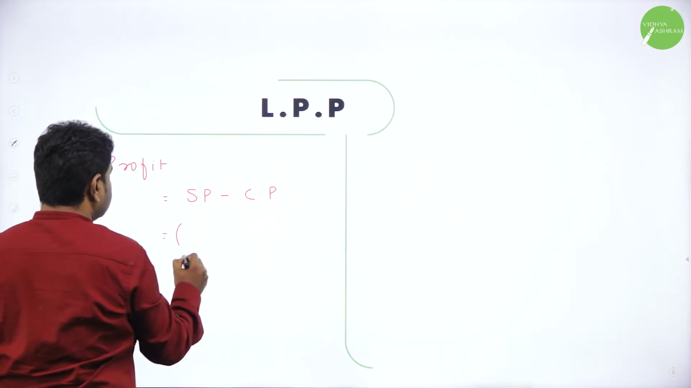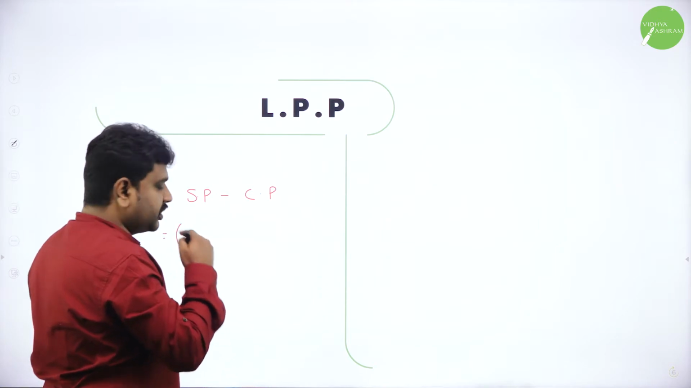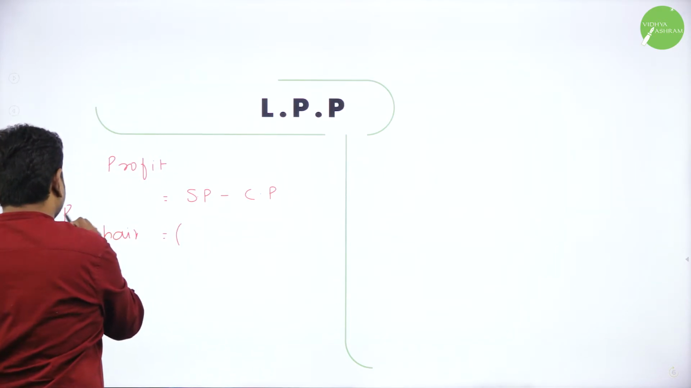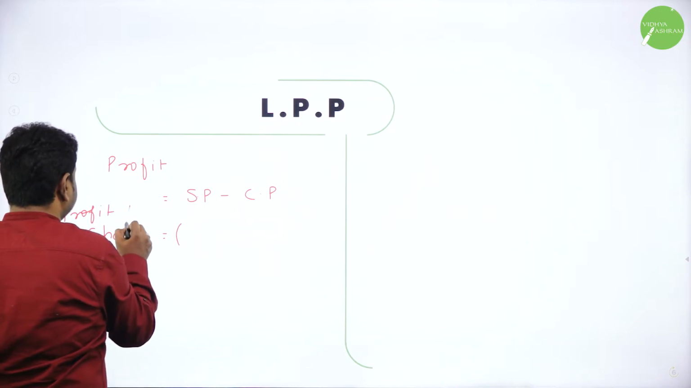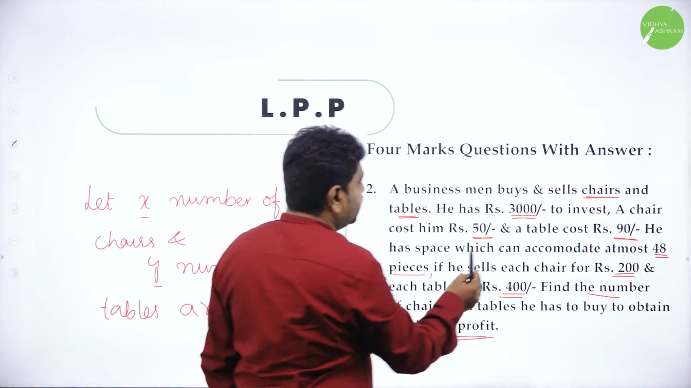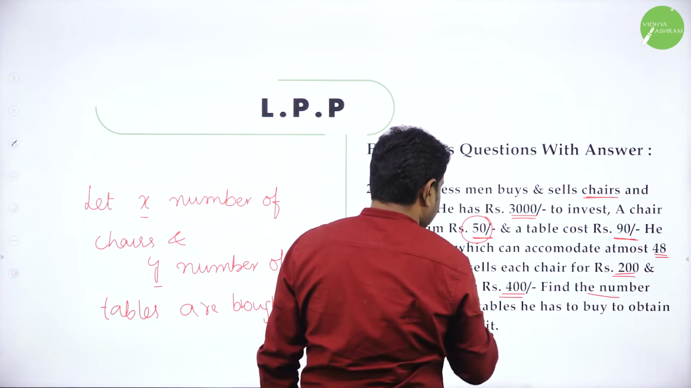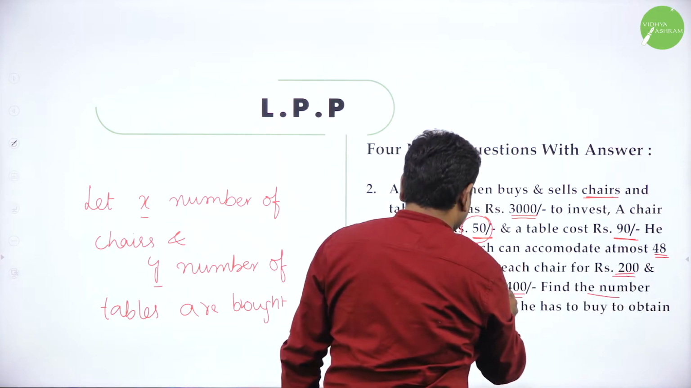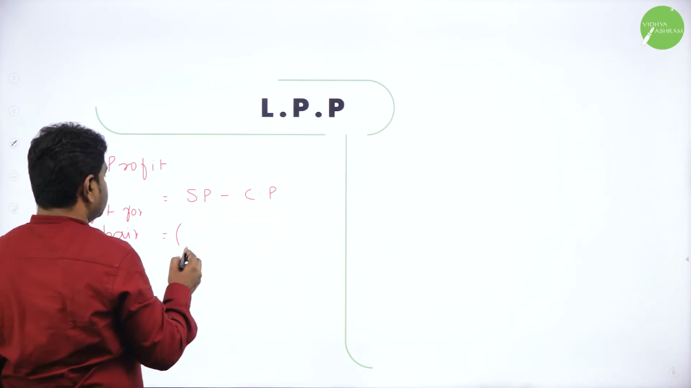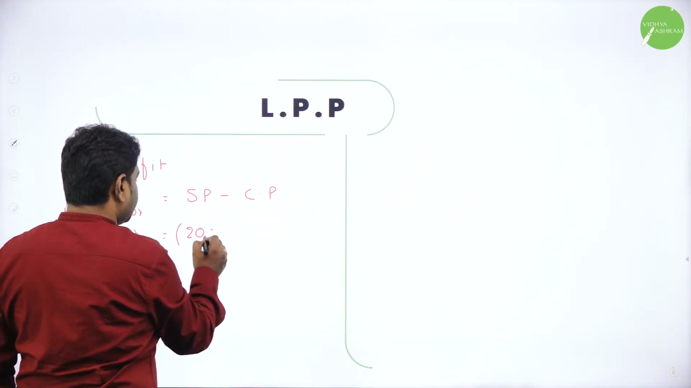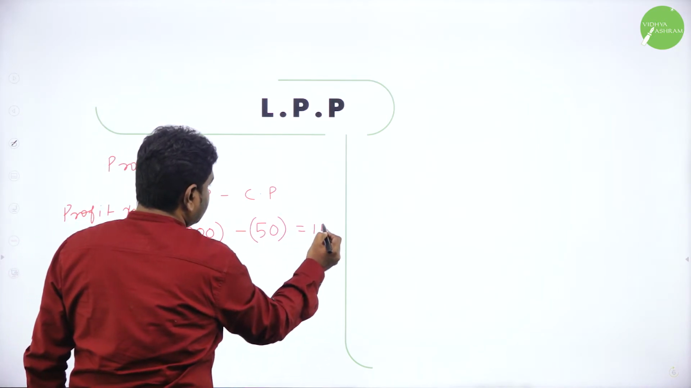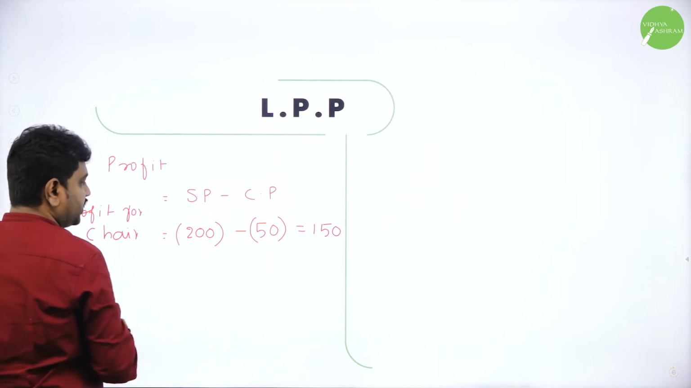What is the selling price? For each entity, first I'll calculate the profit for a chair. What is the profit per chair? The cost price of a chair is 50. They told us he sells each chair for 200 rupees. So the selling price of a chair is 200, the cost price is 50. 200 minus 50 is 150. This is the profit per chair.